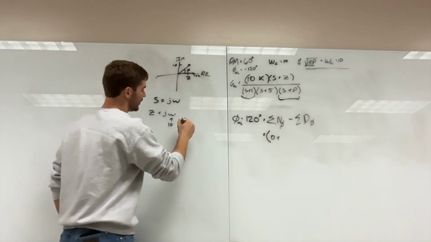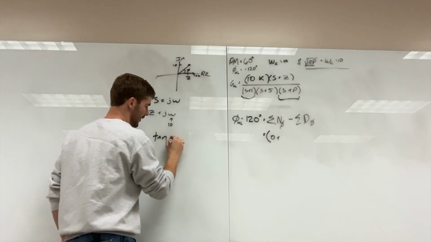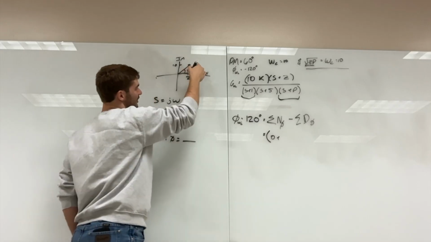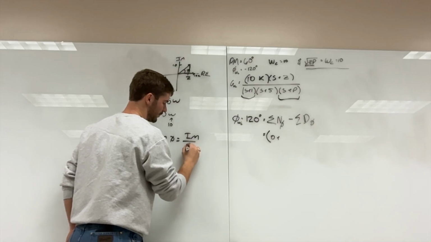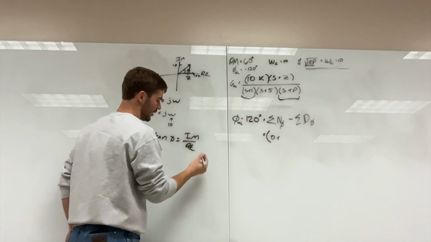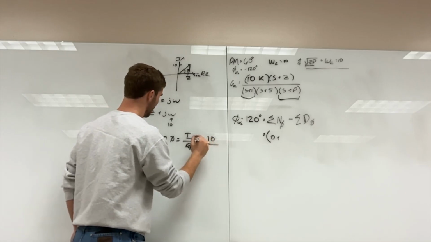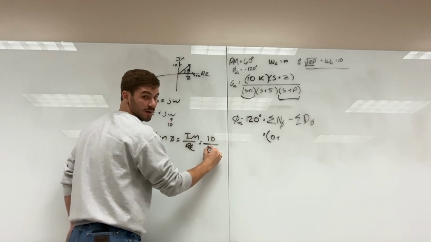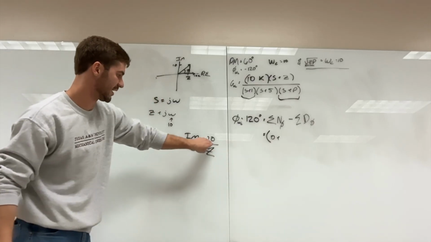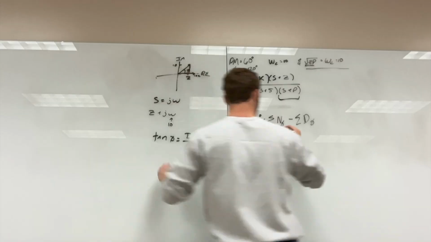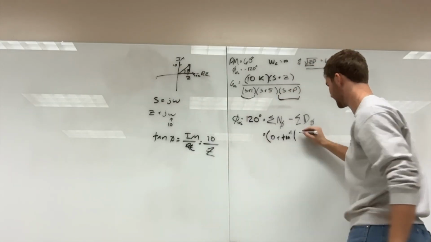Well, you can get the angle by doing tan of whatever that angle is equal to the opposite, which is the imaginary, over the real. And in this case, the imaginary is 10, which will be the case for all of them, and the real is z. So we can do arctan, and we get tan negative 1 of 10 over z.